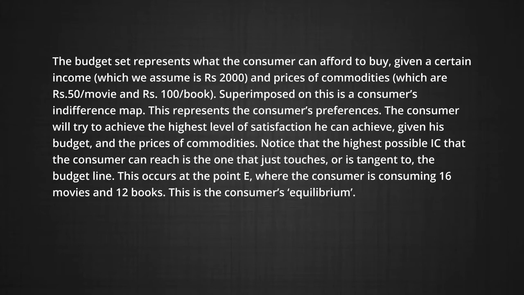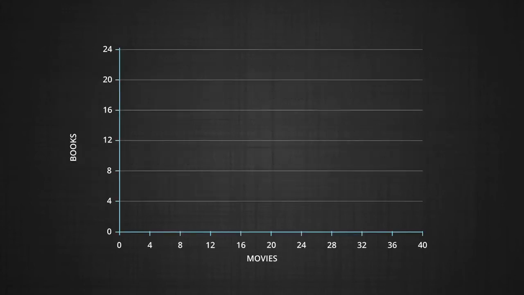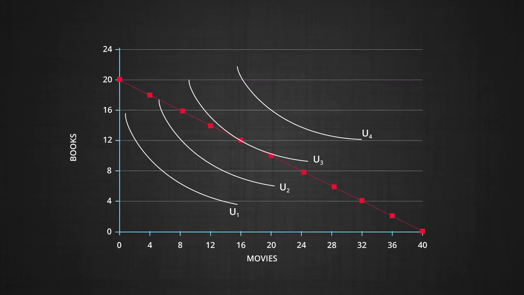The consumer will try to achieve the highest level of satisfaction he can achieve given his budget and the prices of commodities. Notice that the highest possible indifference curve that the consumer can reach is the one that just touches, or is tangent to, the budget line. This occurs at the point E, where the consumer is consuming 16 movies and 12 books in the diagram shown here. This is the consumer's equilibrium.